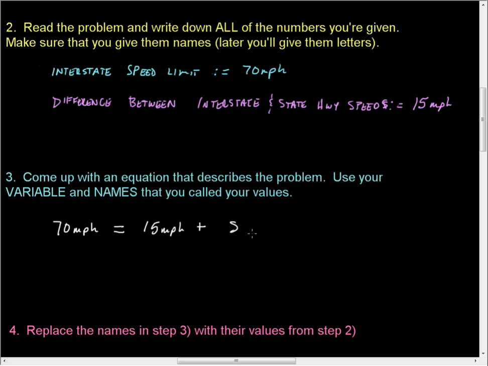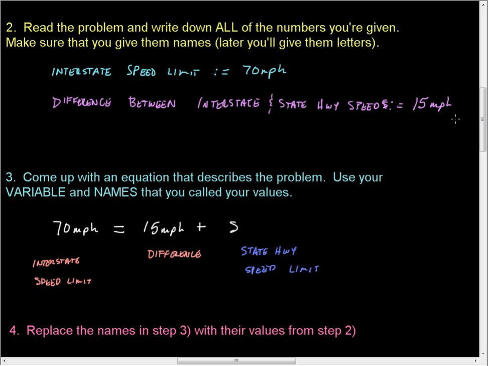And so I'm going to write this down, and then underneath it I'm going to put the words. This is the interstate speed limit. This is the difference. And then here in the last one, this is our state highway speed limit.